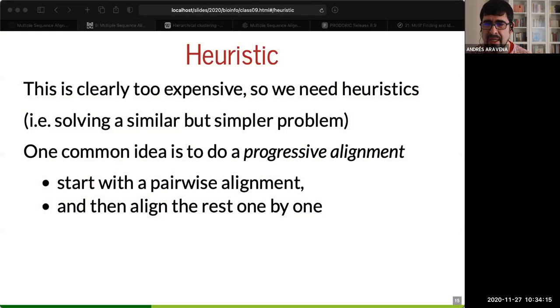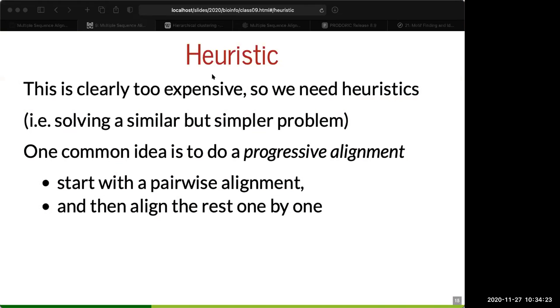So, heuristic. Fine? You see my screen, no? We see the slides. Heuristic.